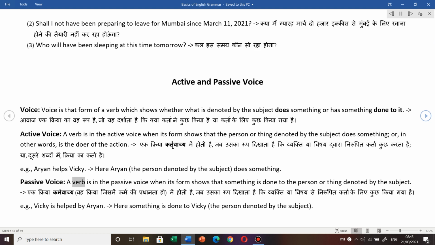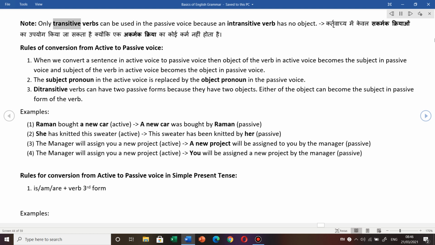Passive voice. A verb is in the passive voice when its form shows that something is done to the person or thing denoted by the subject. E.g., Vicky is helped by Ian. Here something is done to Vicky, the person denoted by the subject. Note, only transitive verbs can be used in the passive voice because an intransitive verb has no object.